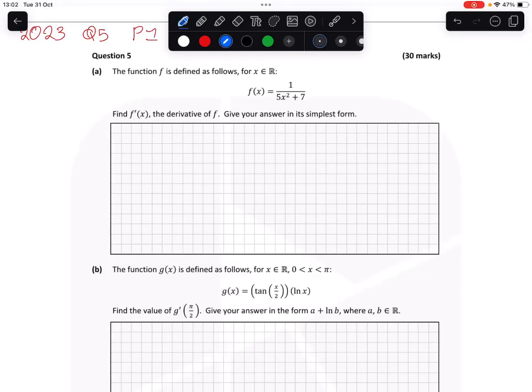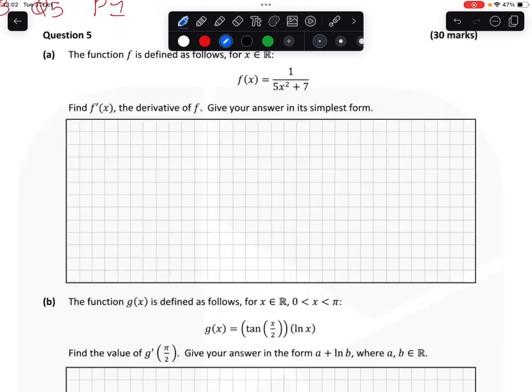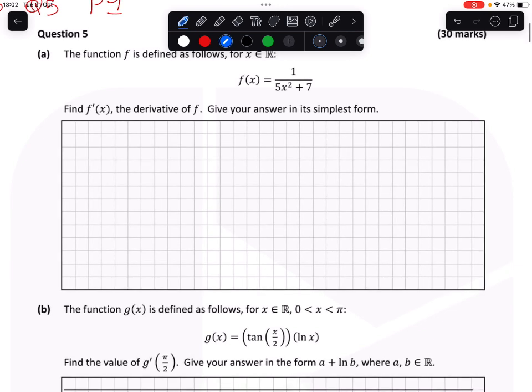So here we have the 2023 paper, question 5, involving differentiation. We're just going to be going through it step by step, so that any questions that arise are hopefully answered in this video.